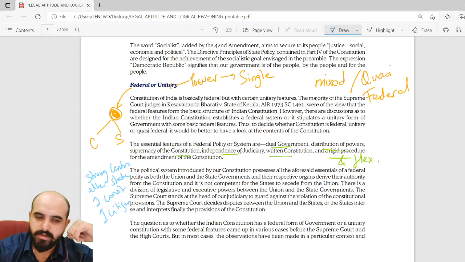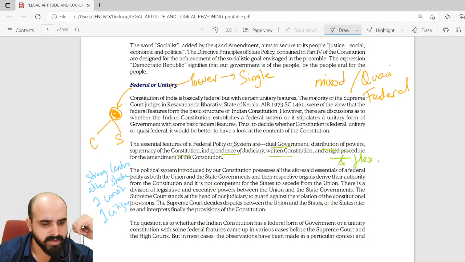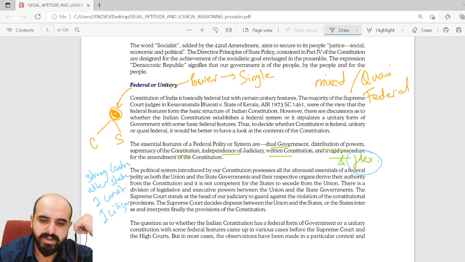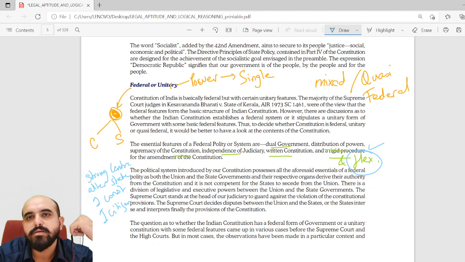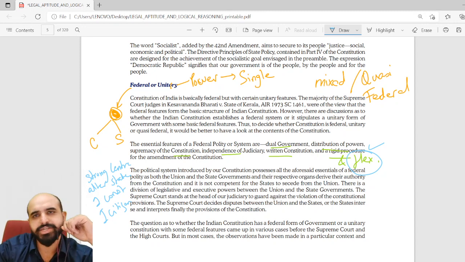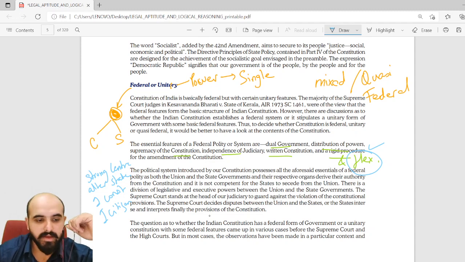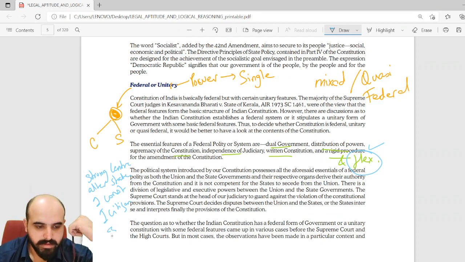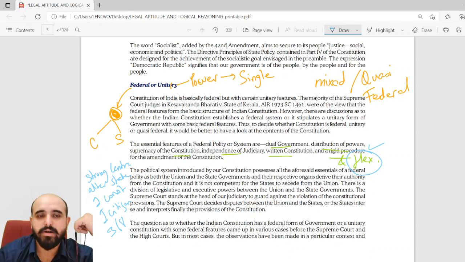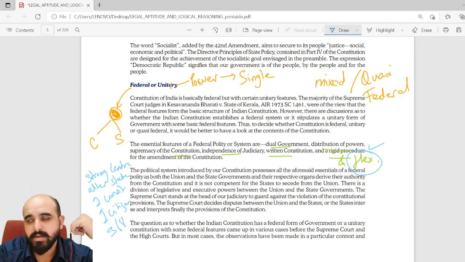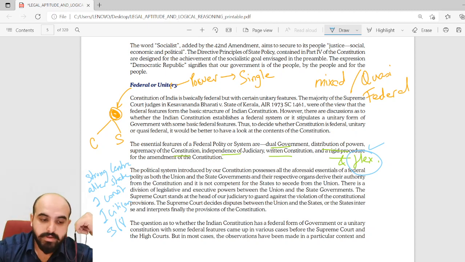All right, fine. Okay, we covered strong center. We can alter state boundaries. We have one constitution and we have a single citizenship. What else? Sir, constitution can be amended. When I said flexible, this is what I was talking about. In a federal government, the constitution is supposed to be rigid. But when we talk about our constitution, it can be amended. Article 368. We have amended it already so many times. It has been amended over 100 times now, guys. So the constitution is not entirely rigid, it is flexible because we can amend it.